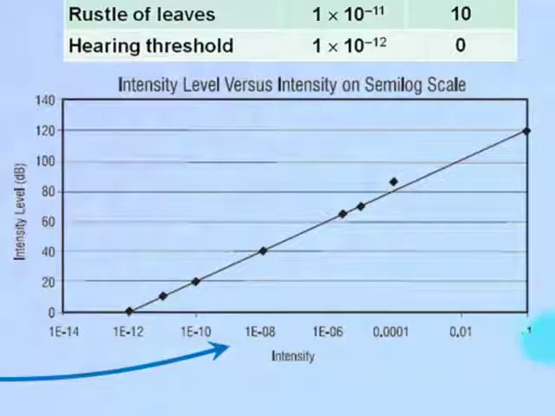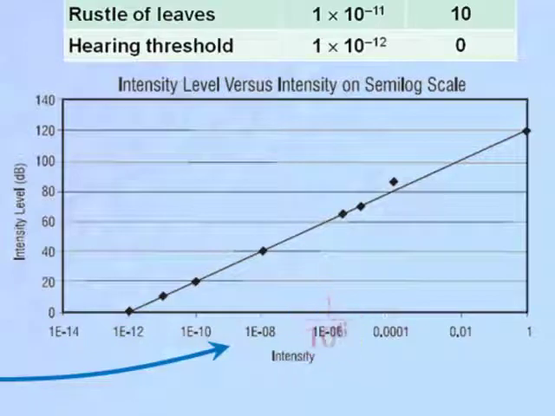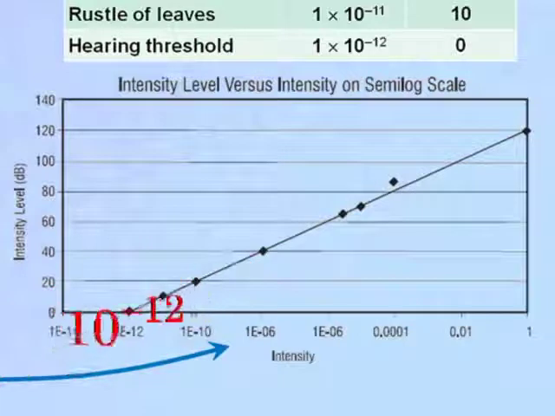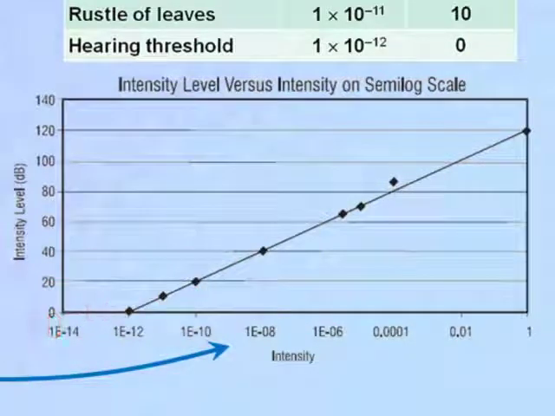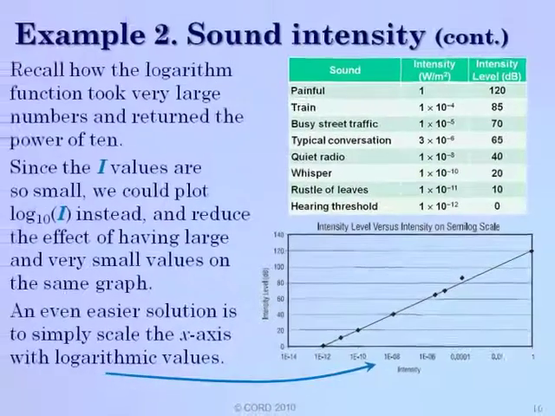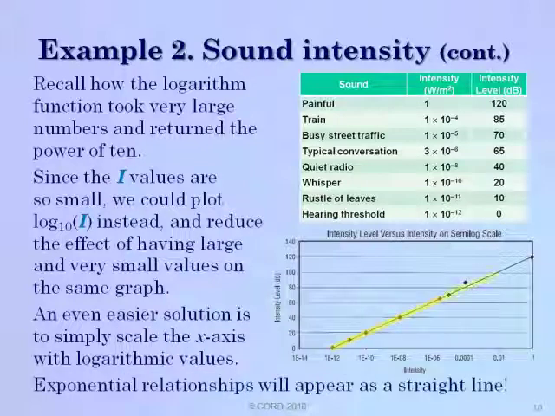So we'll start with the biggest value, 1, and then the next one we'll go down to 1/100th, or in this case 10 to the minus 2, and then 1/10,000th, 10 to the minus 4, and then 10 to the minus 6, 10 to the minus 8, 10 to the minus 10, 10 to the minus 12, and 10 to the minus 14. So you'll see that our horizontal axis is actually logarithmic in nature. It's not linear. And when we do that, we get an almost straight line relationship. One of the values departed a little bit, but our exponential or logarithmic relationships will appear as a straight line.